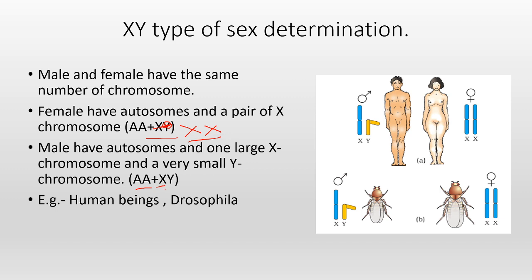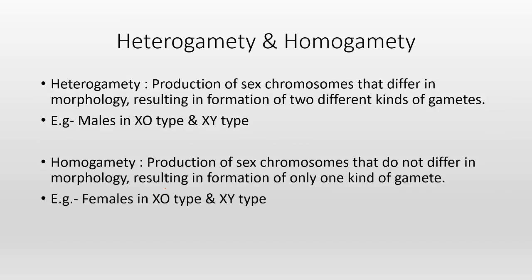Now, you see this condition in the case of human beings and also in Drosophila melanogaster, the fruit flies. In both of these cases, there are organisms, male or female, that produce either the same type of sex chromosome or a different type. Based on that, we have two terms: one is called heterogamety and the other is called homogamety.